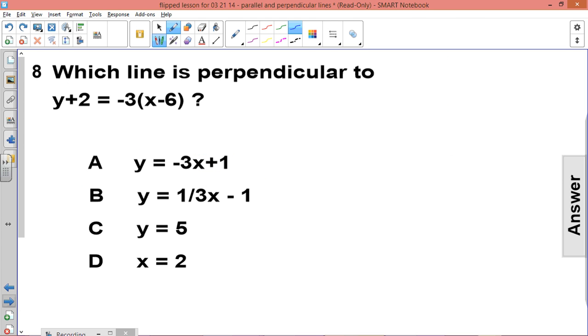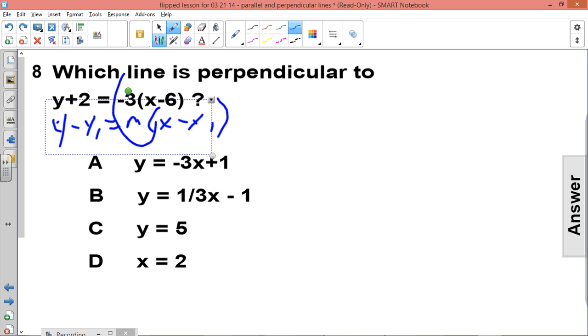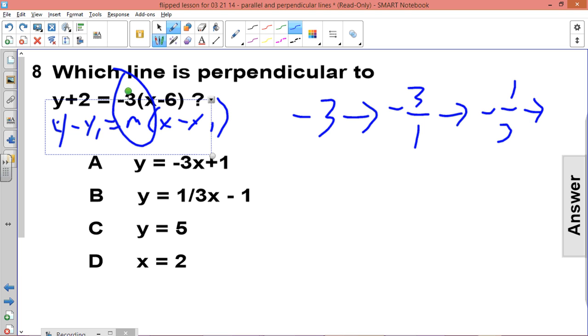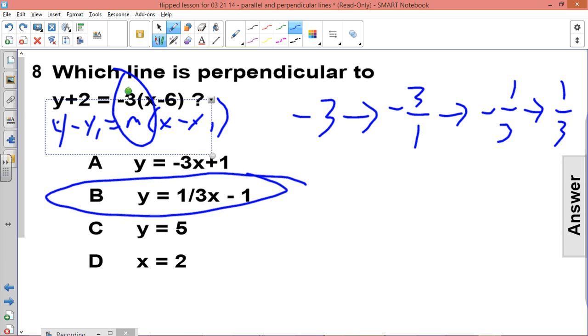Moving on. Which line is perpendicular to y plus 2 equals -3 times x minus 6? Again, this is y minus y1 equals m times x minus x1. So once again, all I care about is my slope. If I start out with a slope of -3, I turn that into a fraction, -3/1, turn it into a reciprocal, -1/3, take the opposite, 1/3. I'm looking for something with a slope of 1/3, which is clearly choice B.